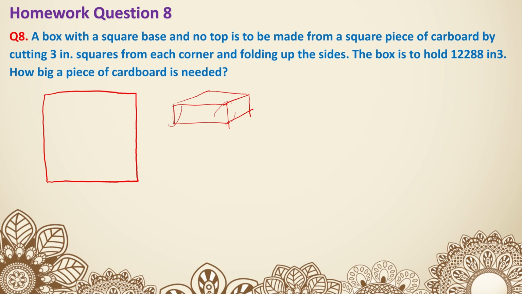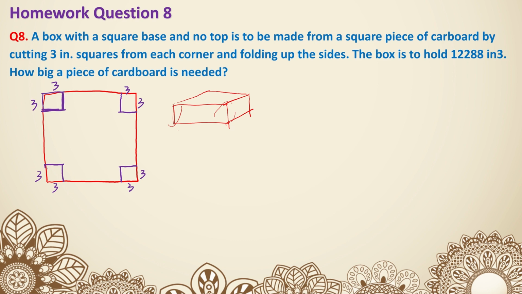So you're actually cutting out little corners. You're going to cut out a little square corner right here. So these are the actual cuts. You're going to cut out another little corner right here, another little corner right here, and another little corner right here. So you're cutting 3 by 3 squares out. That's a 3 by 3, 3 by 3, 3 by 3, 3 by 3. So you're cutting out 4 corners.